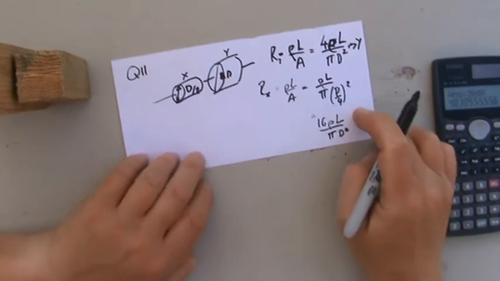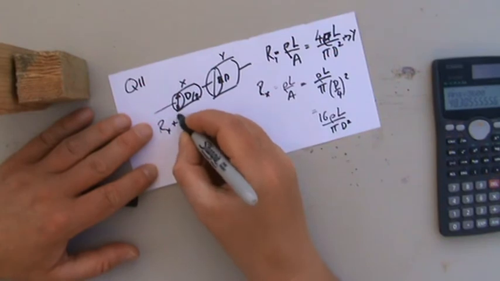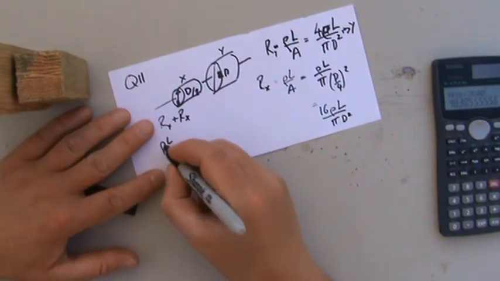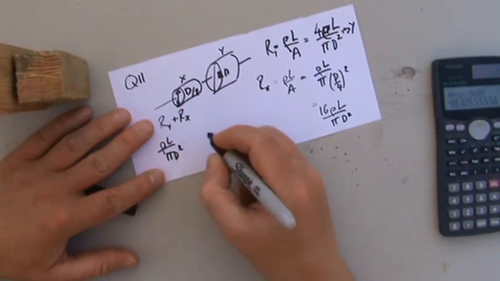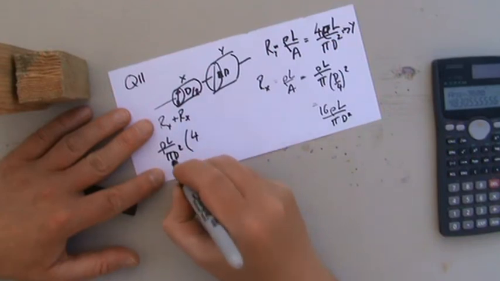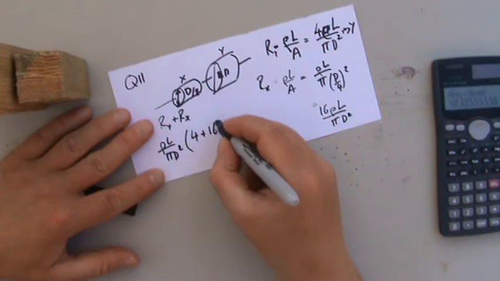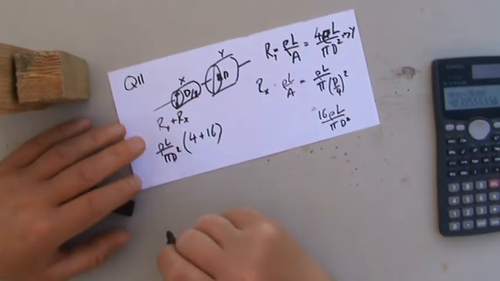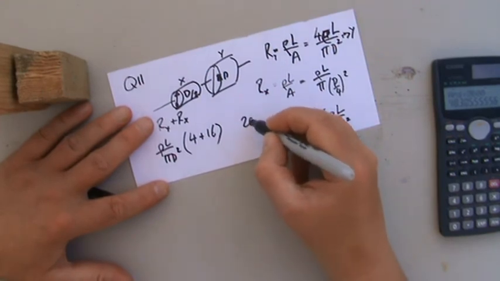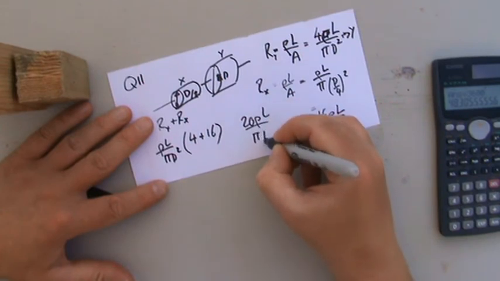Okay, and because they're in series, we're going to add them together, so we're going to add Ry and Rx. So I can take the rho L over pi d squared out, and I get 4 plus 16, like that, and that gives me 20 rho L over pi d squared.